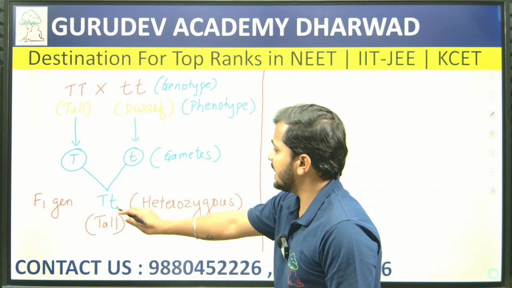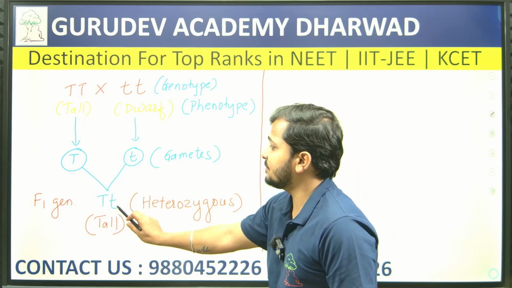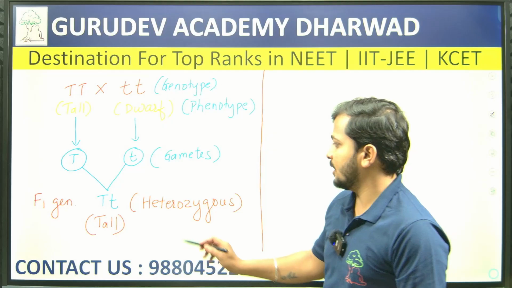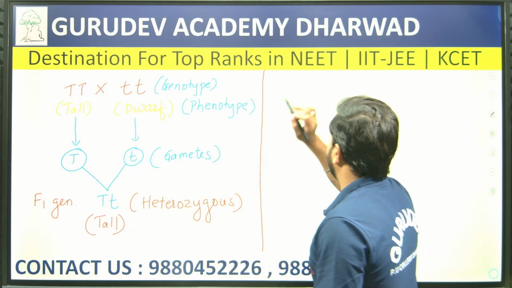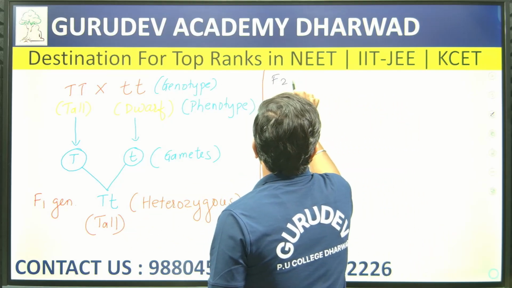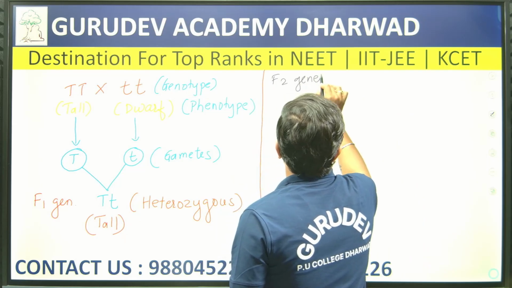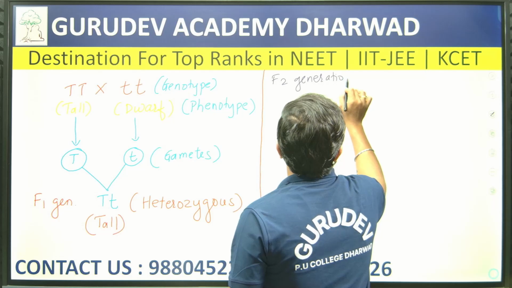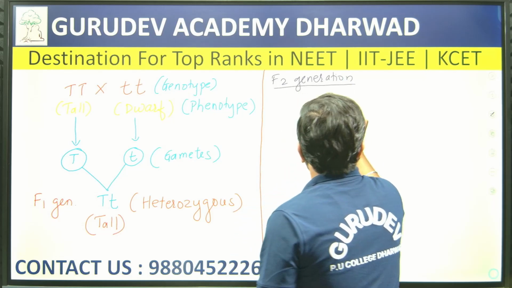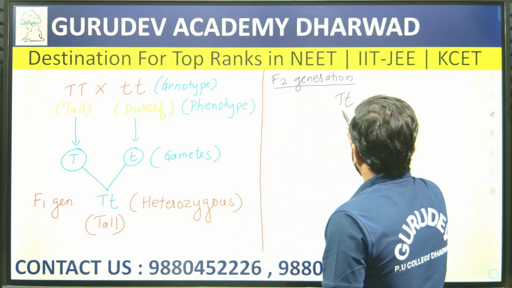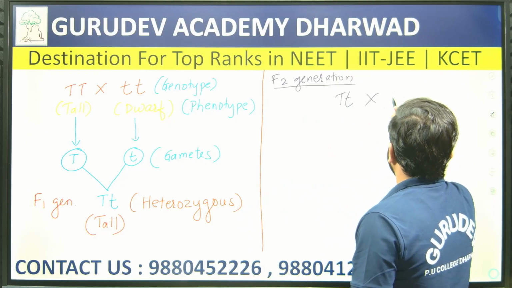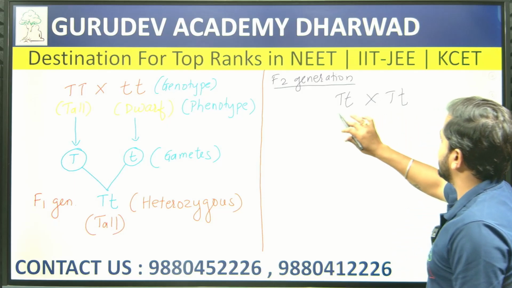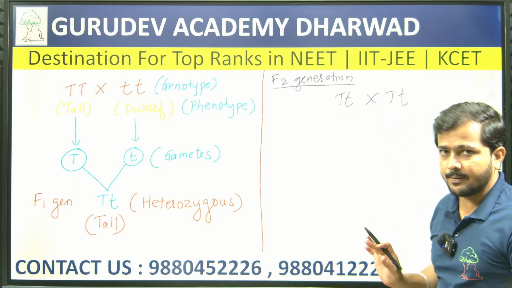Now what Mendel did, he carried out selfing of this capital T small t, meaning this tall plant, and took it into the F2 generation. In the F2 generation he took this tall plant, right? So capital T small t is one plant, consider it male, and this capital T small t is one more plant, which is nothing but female, consider.